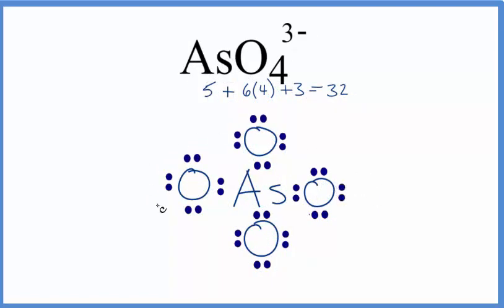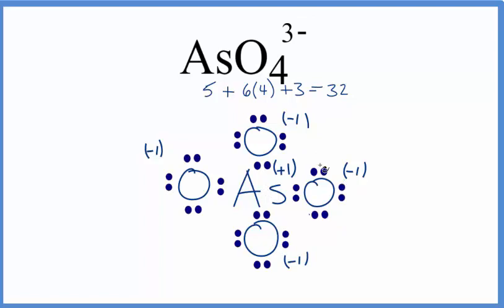But if we calculate the formal charges for each atom, here's what we'll find. Each oxygen is going to be -1. The central arsenic atom is going to be +1. So we can do a little bit better than this. We'd like these to be as close to the charge on the ion as they can be.